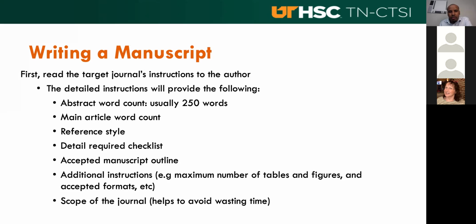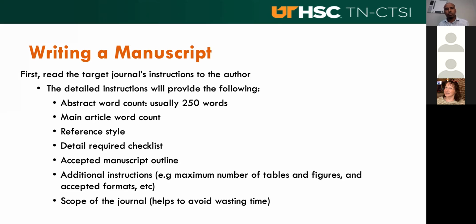The journal's instruction to the author also includes detailed required checklists. So for example, the PRISMA checklist for systematic reviews, and the like. So make sure you read the journal's instruction to the author. And they have different accepted manuscript outlines. JAMA has its own, New England Journal of Medicine has its own, and other journals have their own outlines.